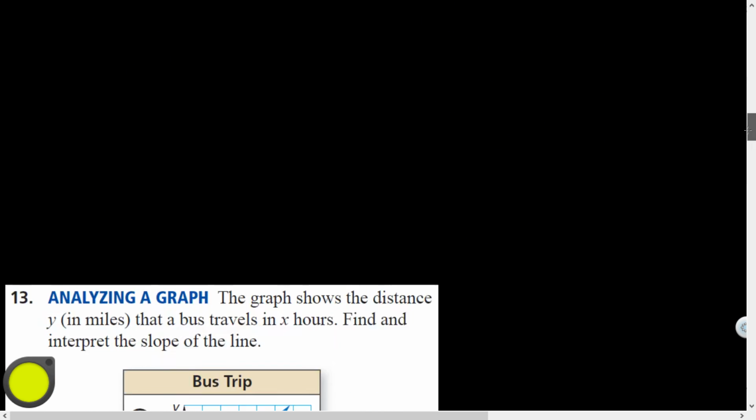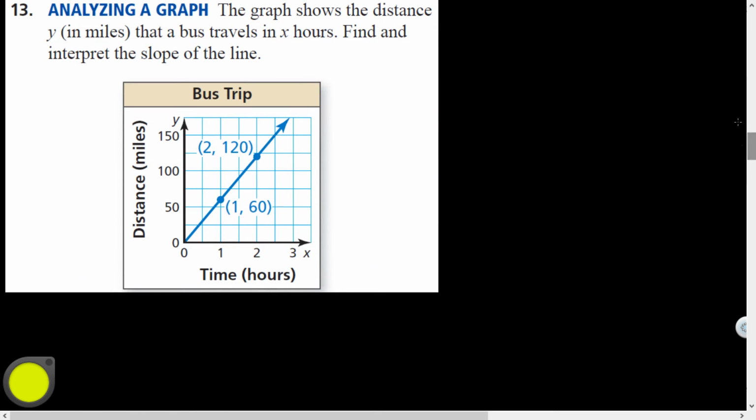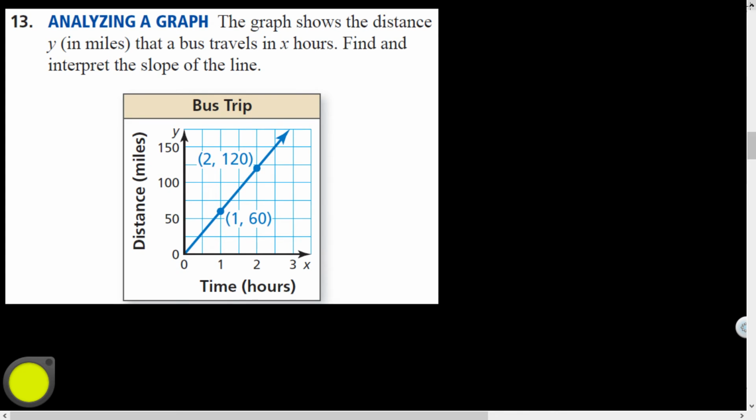Okay, so last example. This is good. The graph shows the distance y in miles that a bus travels in x hours. Find and interpret the slope of the line. So let's do the rise. What is this rise? Well, I don't want to count by these boxes. Also notice that this point doesn't land on the grid.